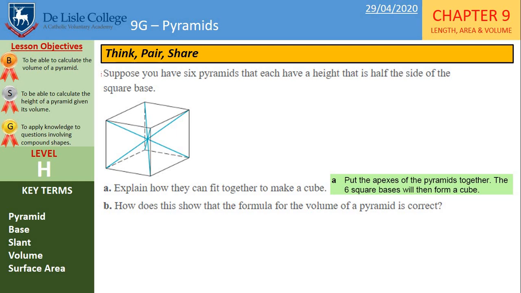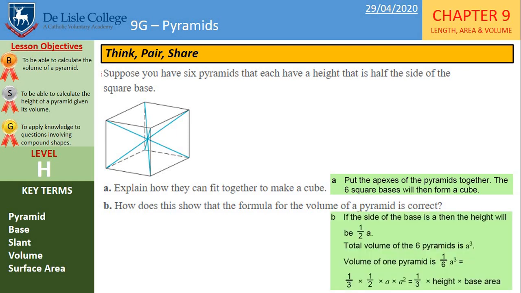Okay, so let's look at part B. It's quite challenging to come up with this sort of explanation yourself. So if we say that the side of a base is length A, so each length on the cube is A, then the height of the pyramid, because they go to the middle, will be half A.